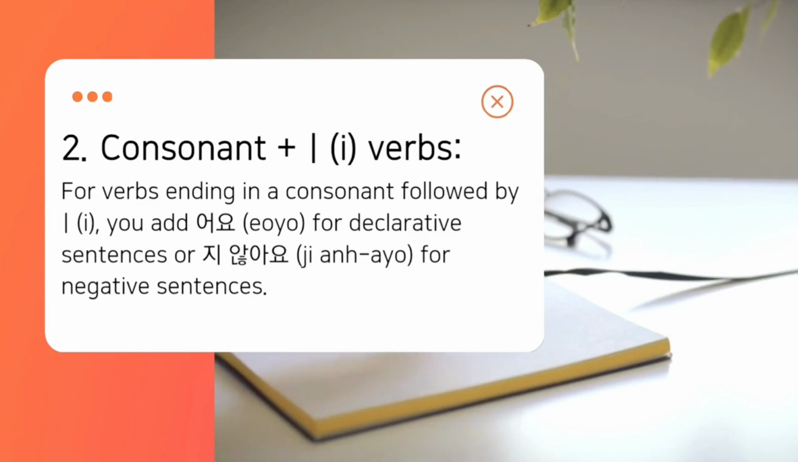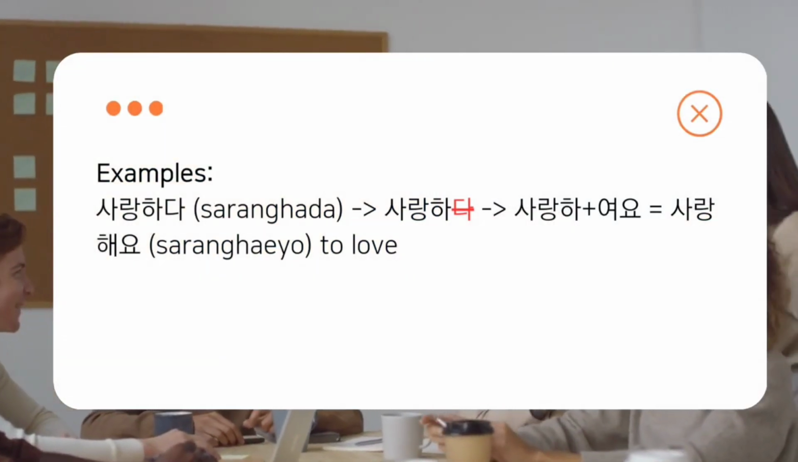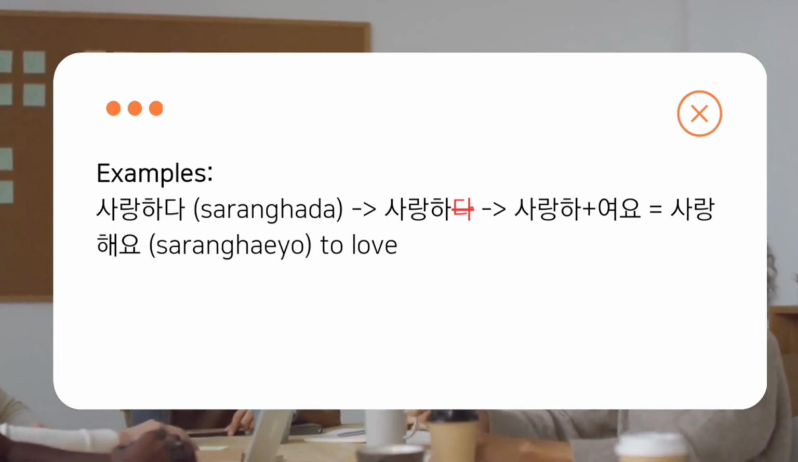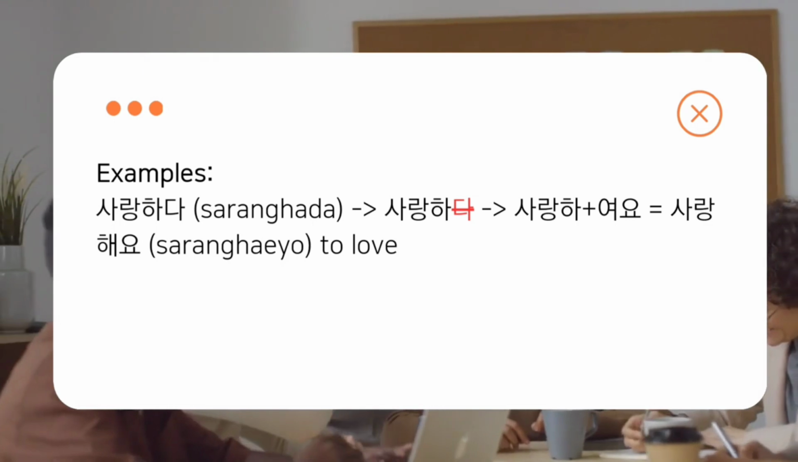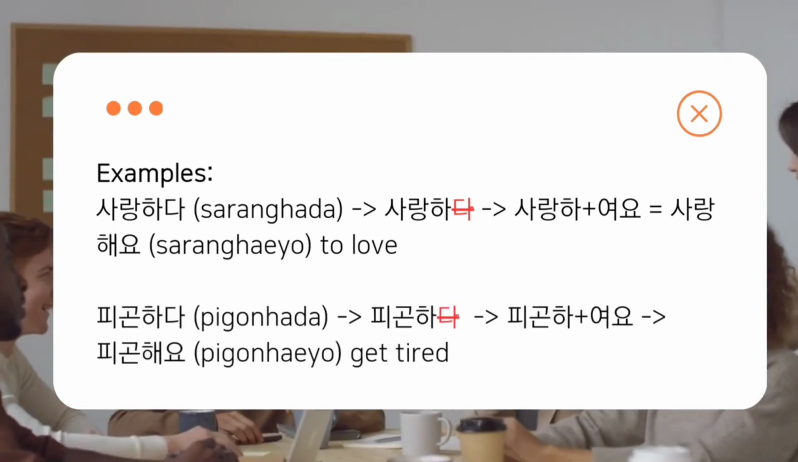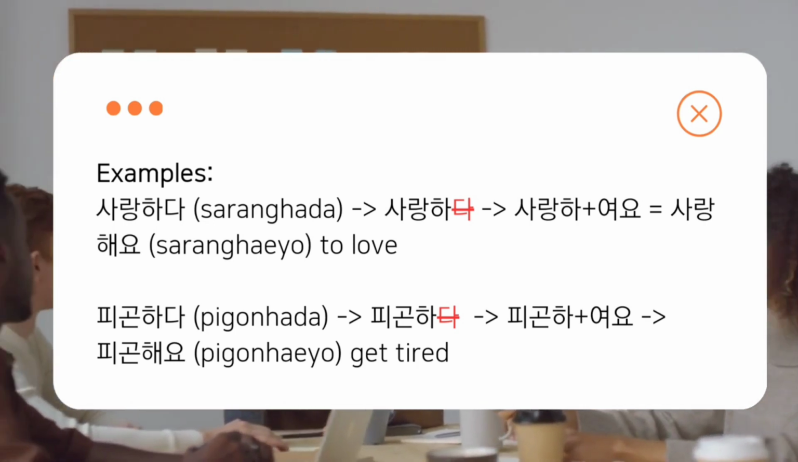2. Consonant plus 요 verbs. For verbs ending in a consonant, you add 어요 for declarative sentences, or 지 않아요 for negative sentences. Examples. 사랑하다. 사랑하 plus 여요 equals 사랑해요. 피곤하다. 피곤하 plus 여요 equals 피곤해요.